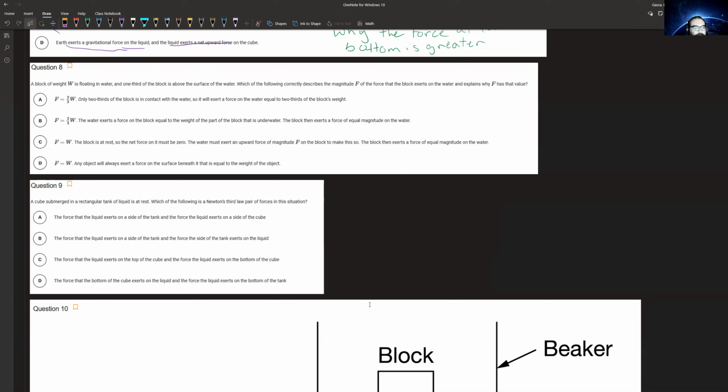Question number 8. A block of weight W is floating in water and 1/3 of the block is above the surface of the water. Which of the following correctly describes the magnitude F of the force that the block exerts on the water and explains why F has that value? So let's see here.